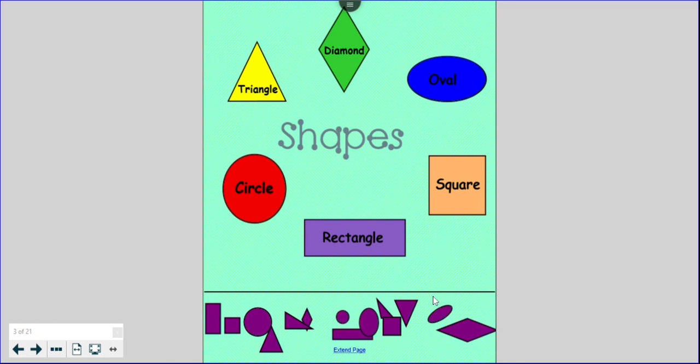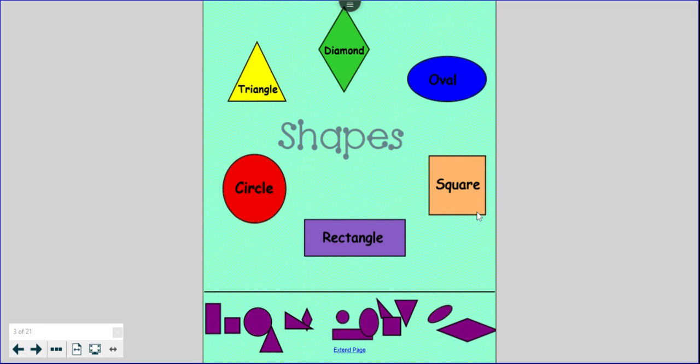All right, let's take a look at our shapes. I'll point and you say the names. Great job, friends. Tell someone at home something that you know about a square. I'm looking at a square. What do you see and what do you know about a square?